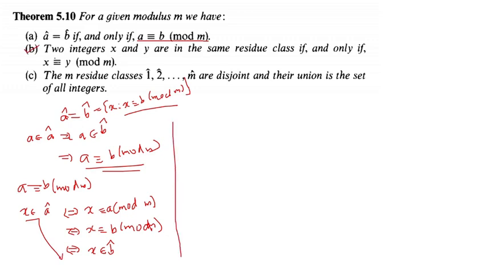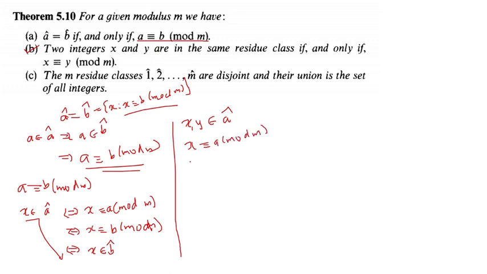Second statement: two integers x and y are in the same residue class if and only if x is congruent to y mod M. So we take two integers x and y that belong to the same residue class A cap. Here we have to prove that x is congruent to y modulo M. x and y belong to A cap. Here x belongs to A cap means x is congruent to A mod M.